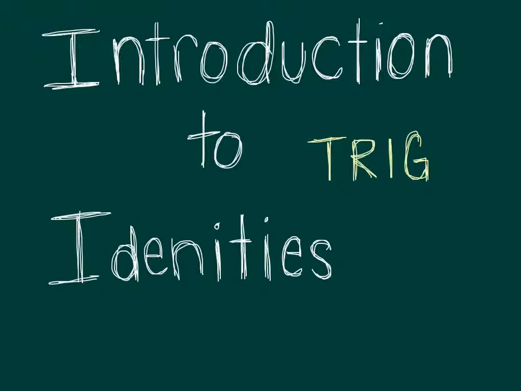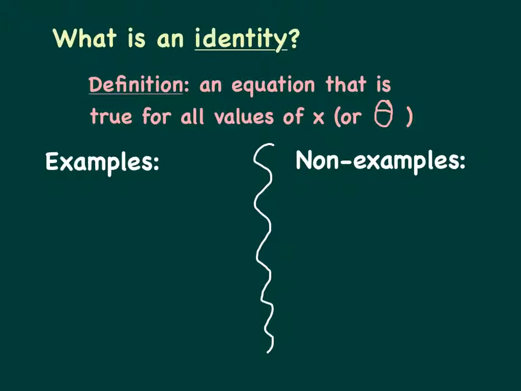This video is going to introduce you to the idea of trig identities. The first important thing here is to define an identity. An identity is a special type of equation that is true for all values of x, or with trig, all values of theta. So, an example of an identity at its most basic is something like x equals x.